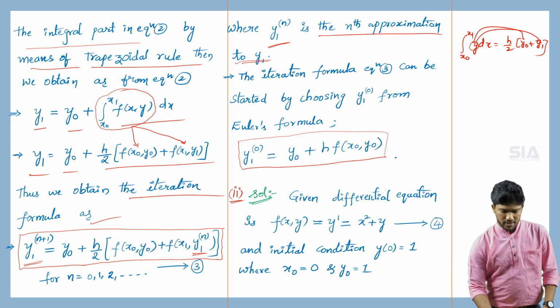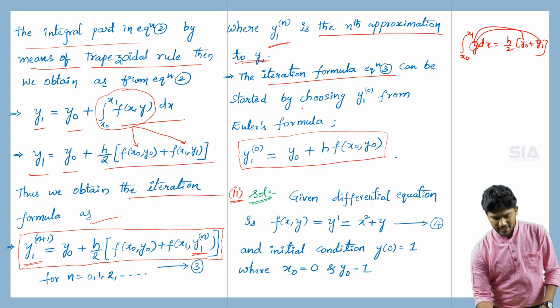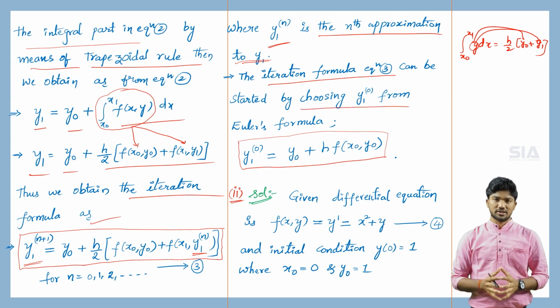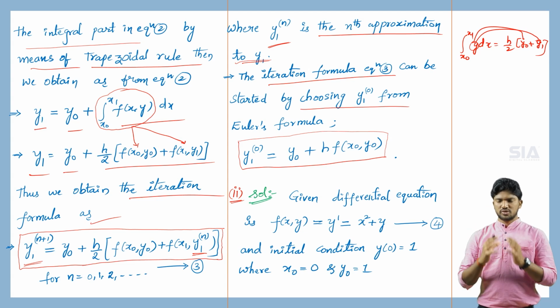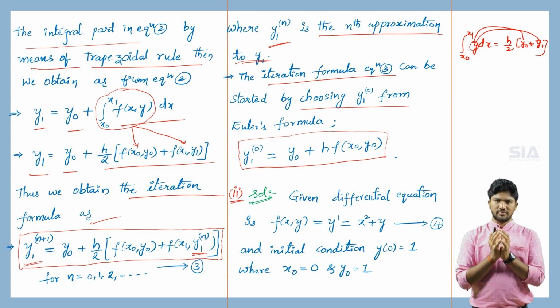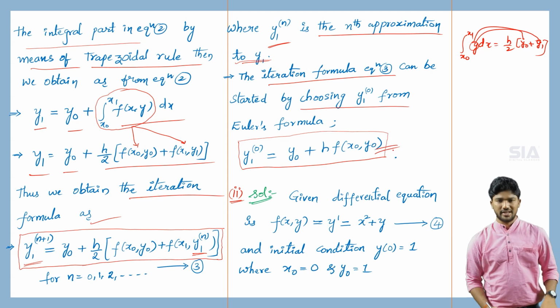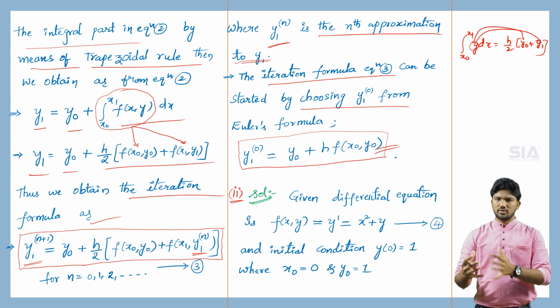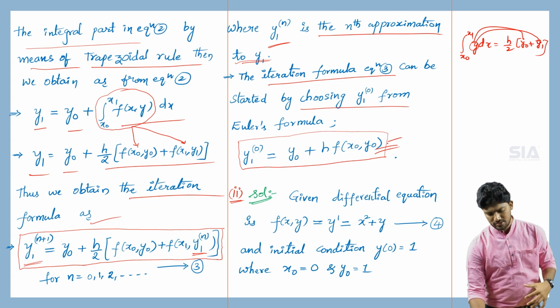Okay, so the iteration formula, that is equation number 3, can be started by choosing y1 of initial approximation, y1 power 0, from Euler's formula. So initial approximation అని చెప్పేసాం దాన్ని, y1 of initial approximation from Euler's formula. You can write this formula. అంటే మనం ఈ modified Euler's ని అప్లై చేయడానికి మనం యూలర్స్ ఫార్ములాని కూడా యూజ్ చేస్తాం. అదేంటంటే ఫస్ట్ ఇనీషియల్ అప్రాక్సిమేషన్ ని మనం యూలర్స్ మెథడ్ నుంచి యూజ్ చేస్తాం.